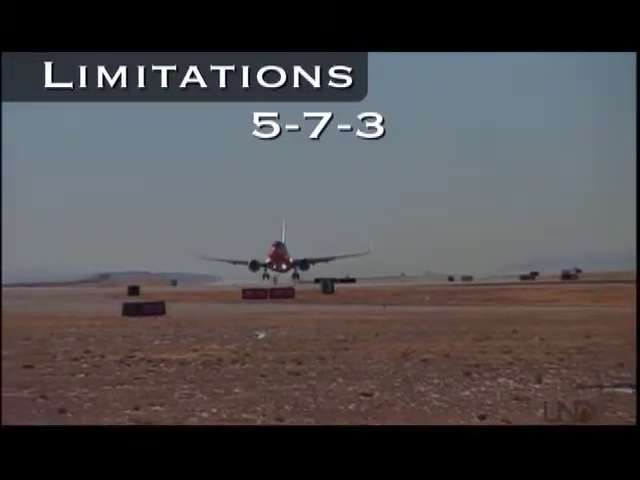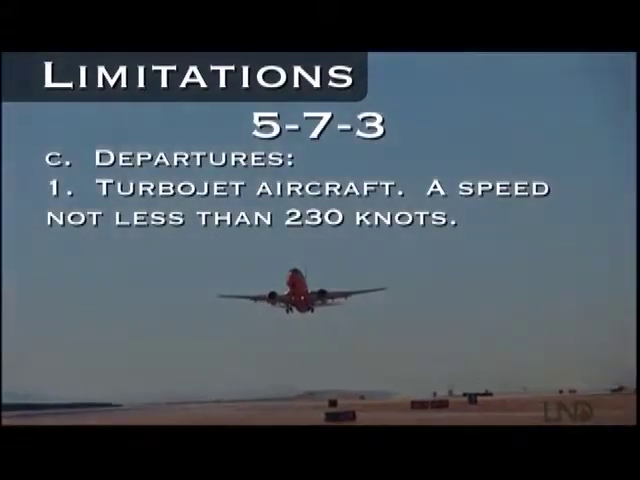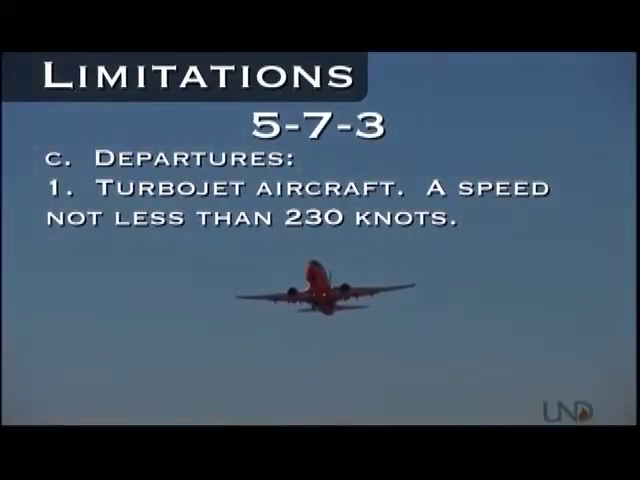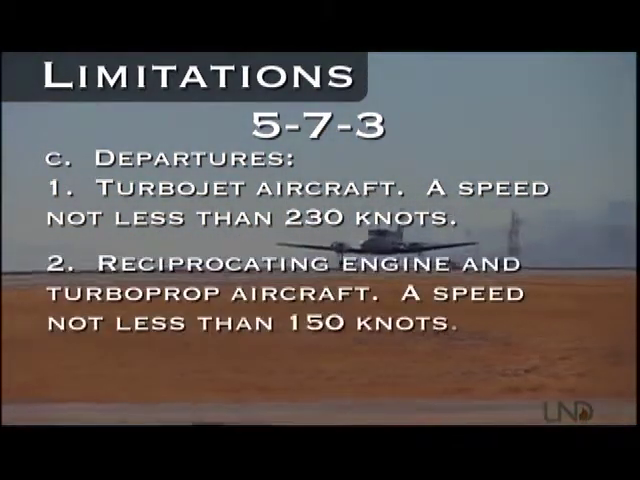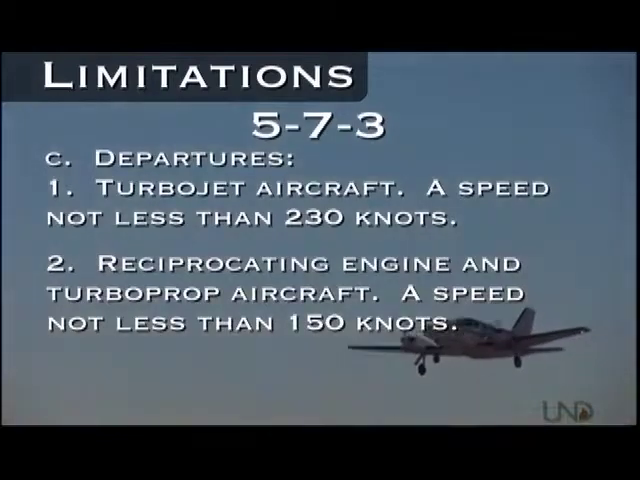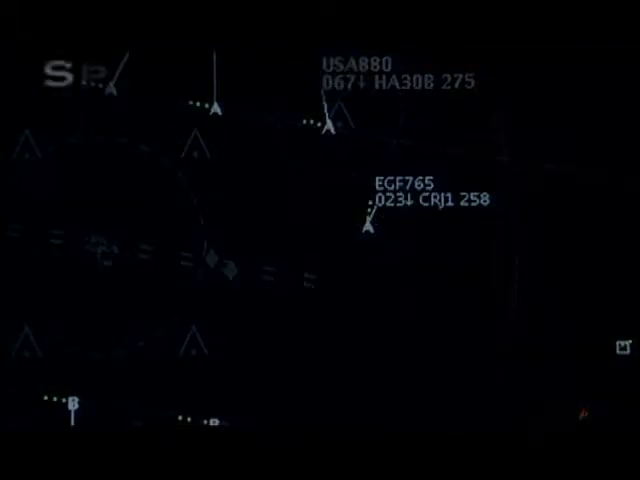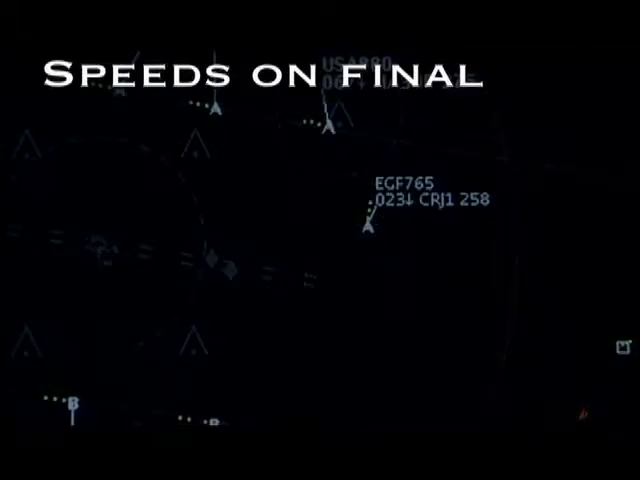There are limits for departing aircraft too. Departures, turbojet aircraft, a speed not less than 230 knots. Reciprocating engine and turboprop aircraft, a speed not less than 150 knots. Helicopters, a speed not less than 60 knots. Let's talk about speeds on final for a minute.